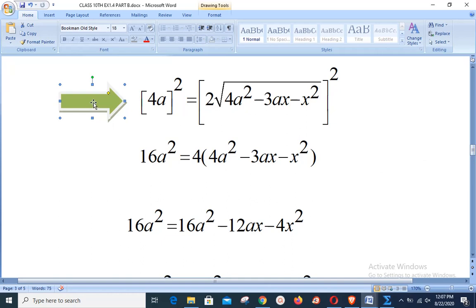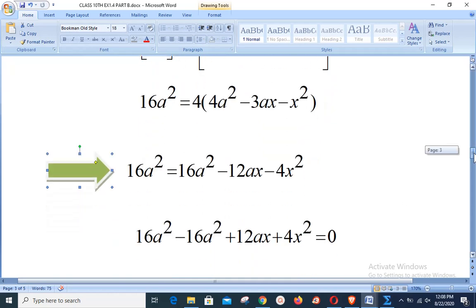On the left hand side, the square of 4a becomes 16a square, whereas number 2 square becomes 4 and the square root will get cancelled and we will be left with the same 4a square minus 3ax minus x square. So in the next step, multiplying the right hand side values with number 4, we have 4 into 4, 16a square, plus 4 into minus 3ax makes it minus 12ax, and plus 4 into minus 1x square gives us minus 4x square.